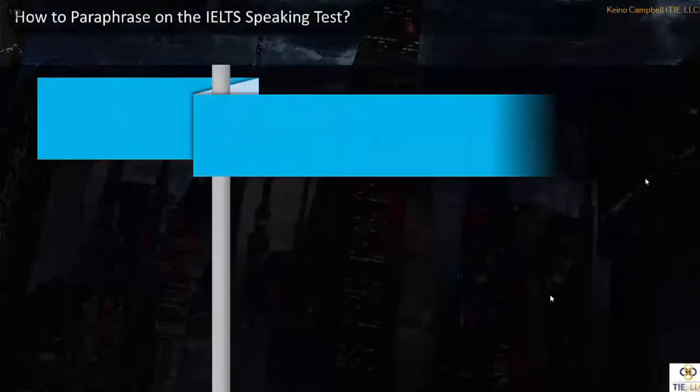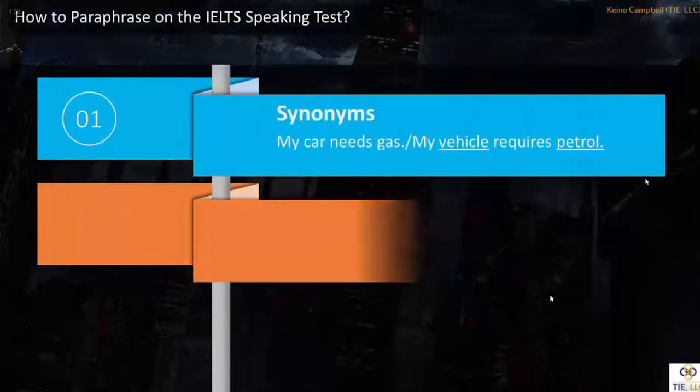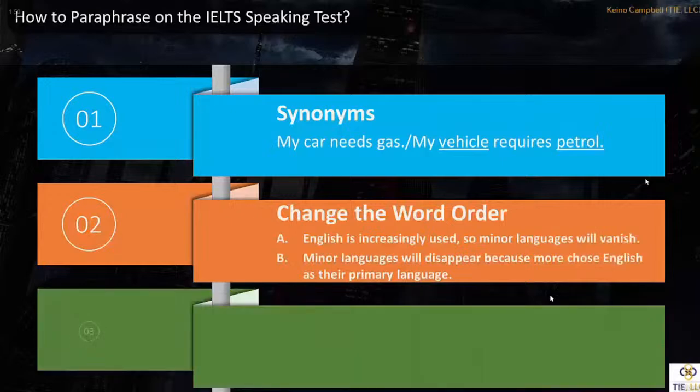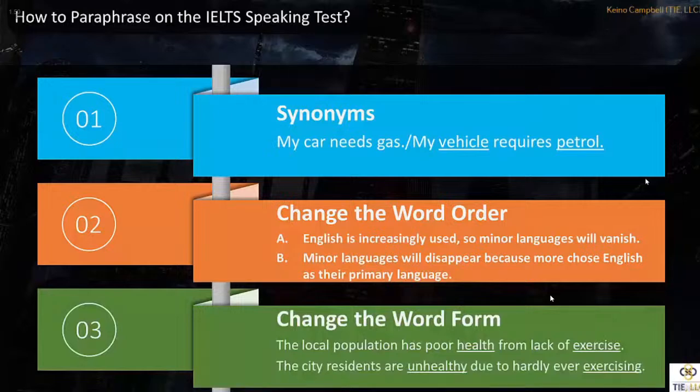Now, a few more tips in terms of synonyms. This is what I mean by synonyms. First sentence: my car needs gas. My vehicle requires petrol. Okay? Changing the word order: English is increasingly used, so minor languages will vanish. What I mean by changing the word order: minor languages will disappear because more choose English as their primary language. Switching up the word order. Also changing the word form is a way to paraphrase. The local population has poor health from lack of exercise. The city residents are unhealthy due to hardly ever exercising. Changing word form is important. It's impressive, showing that you have that ability.